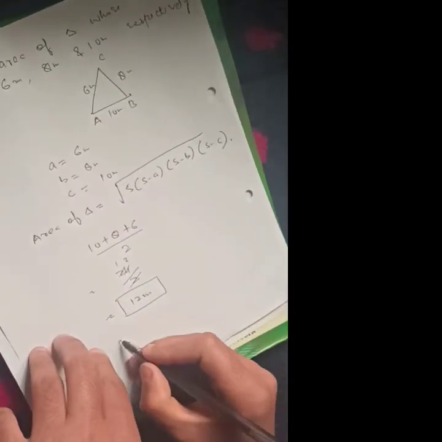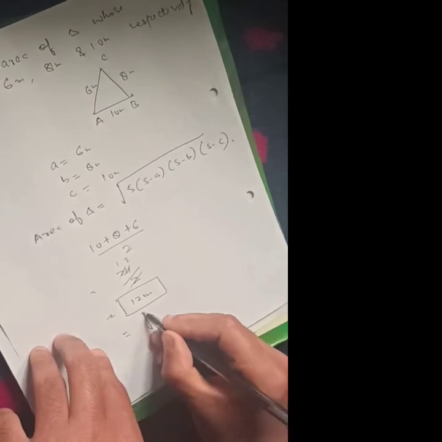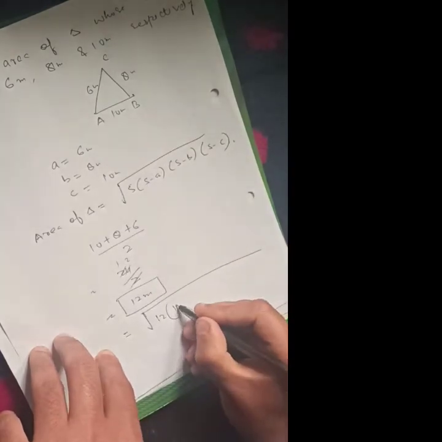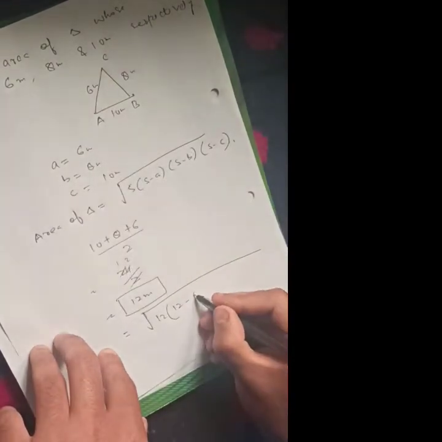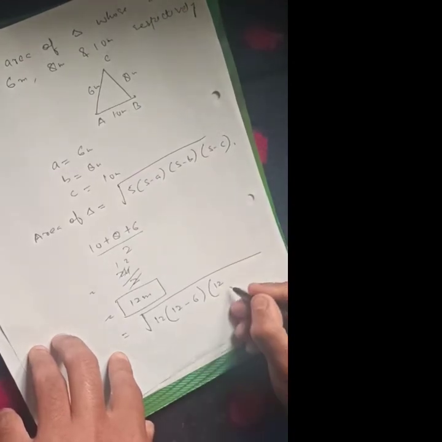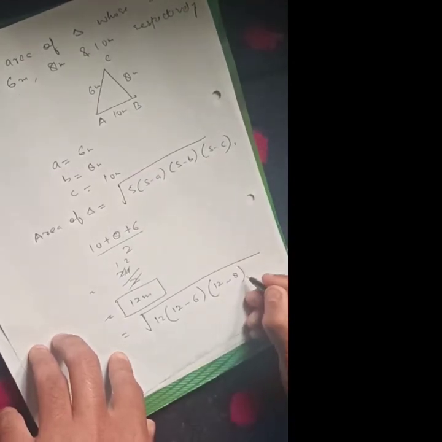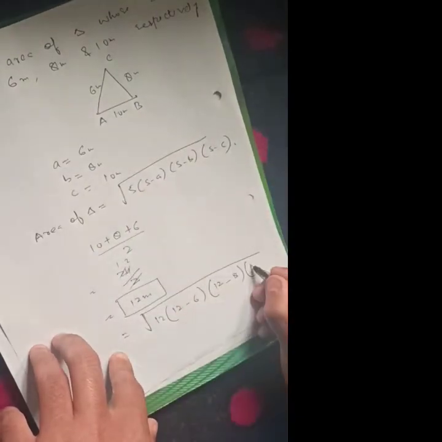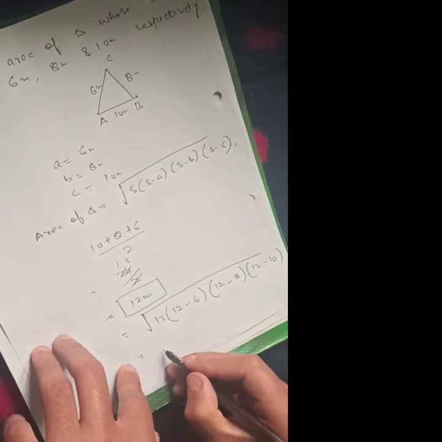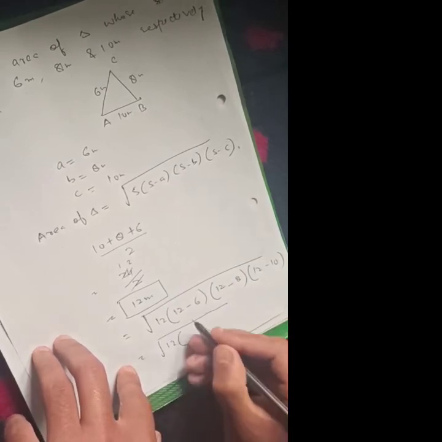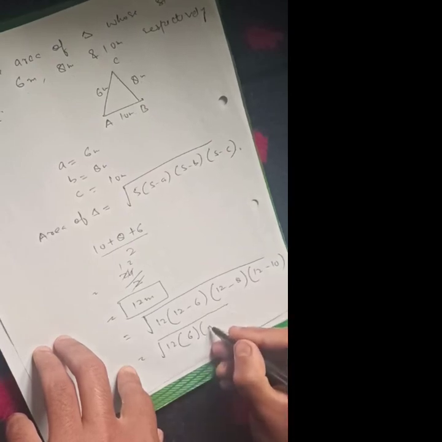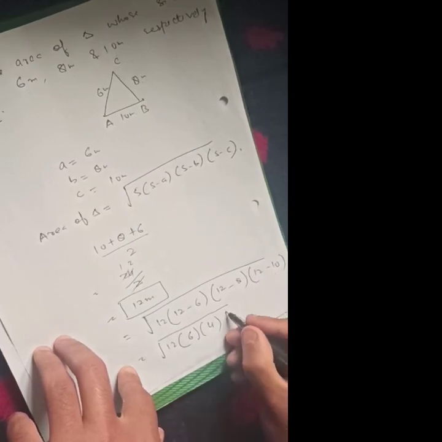So now area of triangle will become under root of S की जगह पे हम क्या लिखेंगे? 12 into S की जगह पे फिर से 12 minus A. A क्या है? 6. S की जगह क्या लिखेंगे? सेमी पेरीमीटर 12 minus B क्या है? 8. S की जगह पे हम क्या लिखेंगे? फिर से 12 minus C क्या है? 10. So it will become 12, 12 minus 6 will become 6 into 12 minus 8 will become 4, 12 minus 10 will become 2.